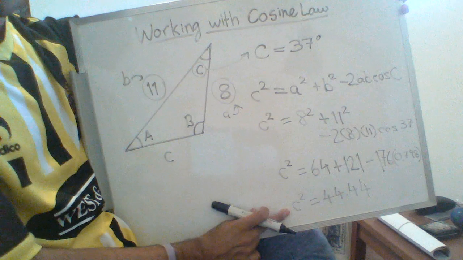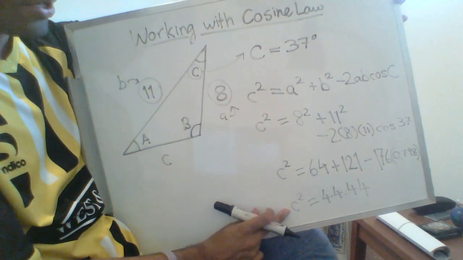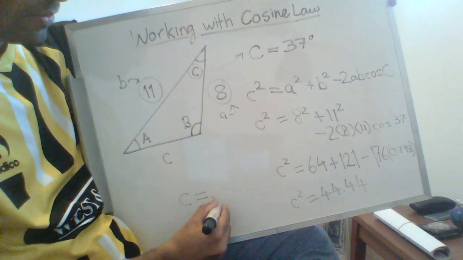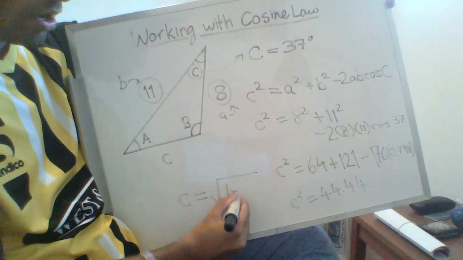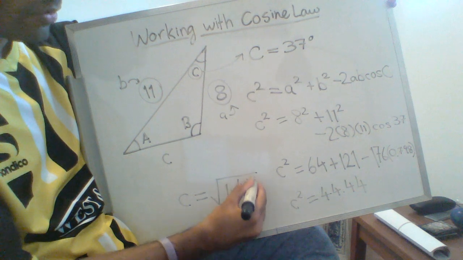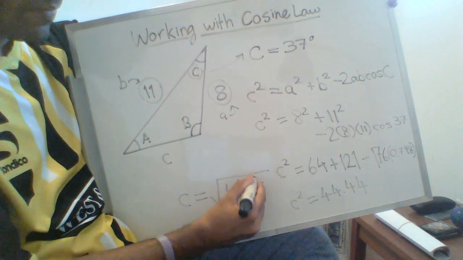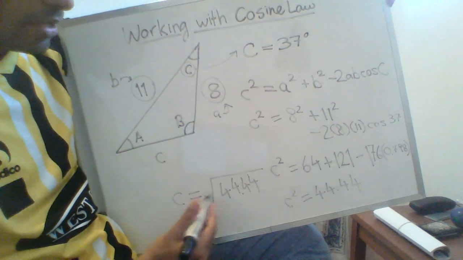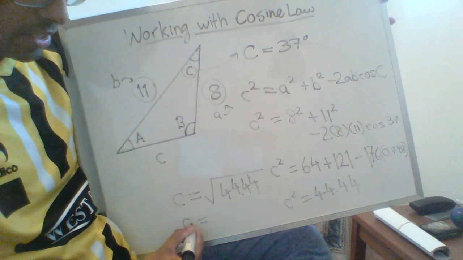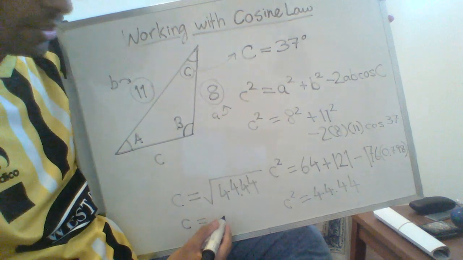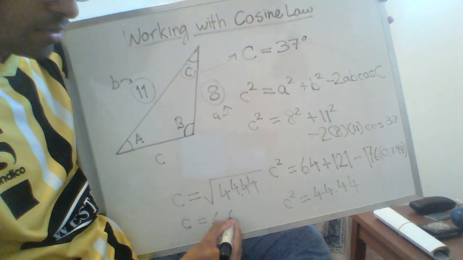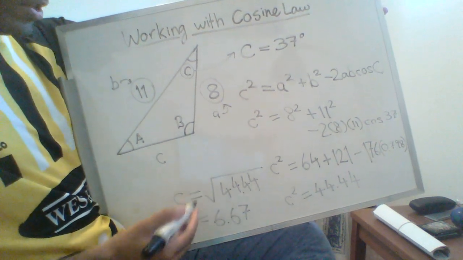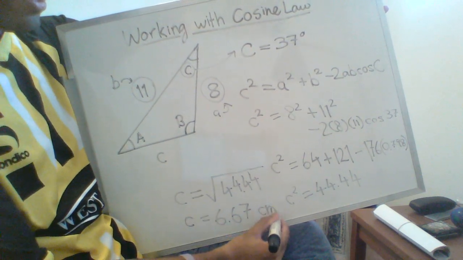We don't want C squared, we want just C. So you can use your calculator again. You write C equals the square root of 44.44. That's what you put into your calculator, and it should spit out an answer for the length of side C, which in this case is 6.67 units, approximately. Okay, 6.67 centimeters, let's say.